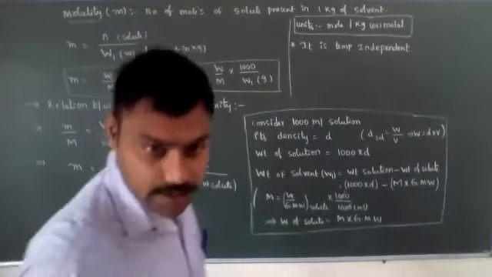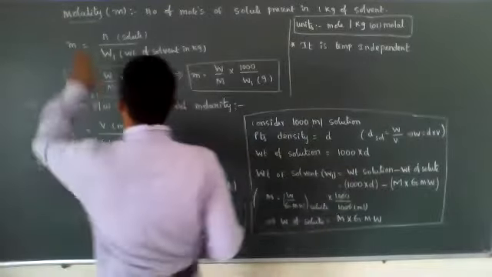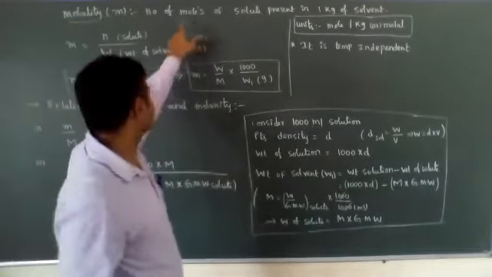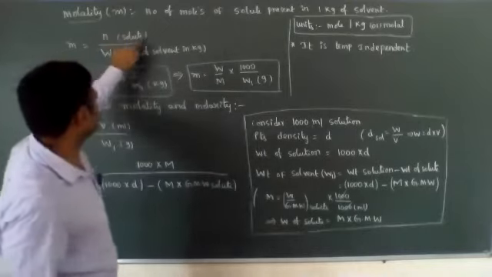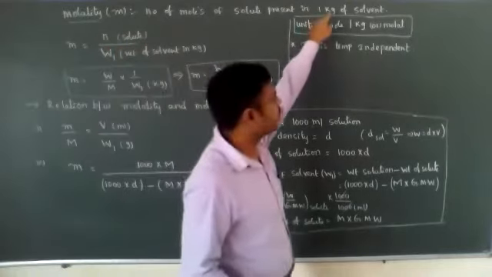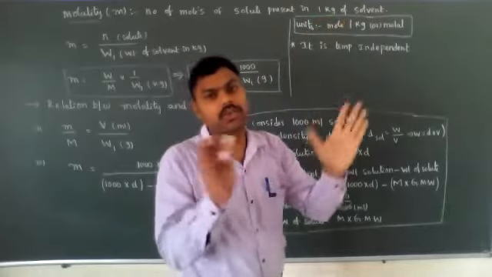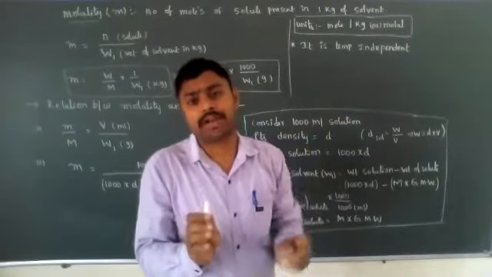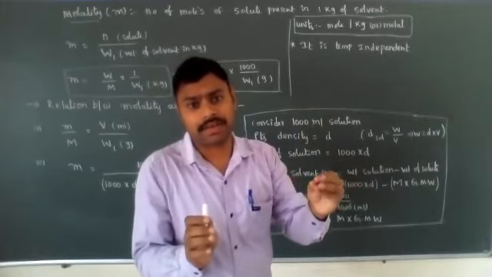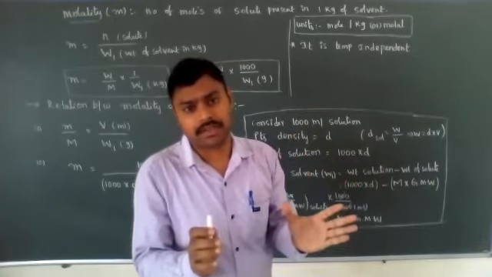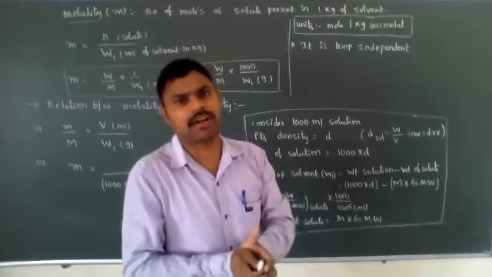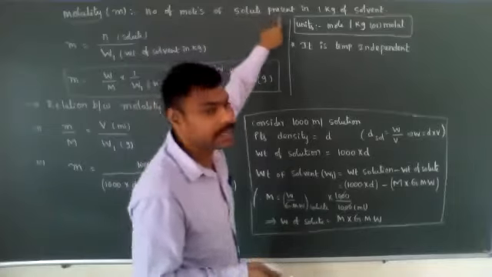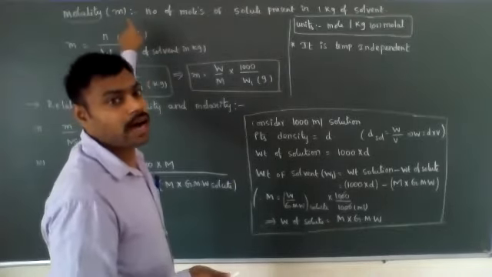Listen, students, what is molality? Molality definition: the number of moles of solute, here small n, present in 1 kg of solvent. Not a solution, 1 kg of solvent. Solvent means a pure component, like water or any organic solvent. In 1 kg of solvent, the number of moles of solute present is called molality.